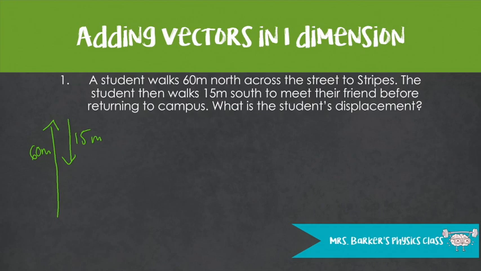Okay, because these vectors are only in one dimension, we have north and south, we can just subtract. So we have 60 meters in the positive direction, north, and 15 meters in the negative direction, south. So 60 plus negative 15 equals 45 meters north.